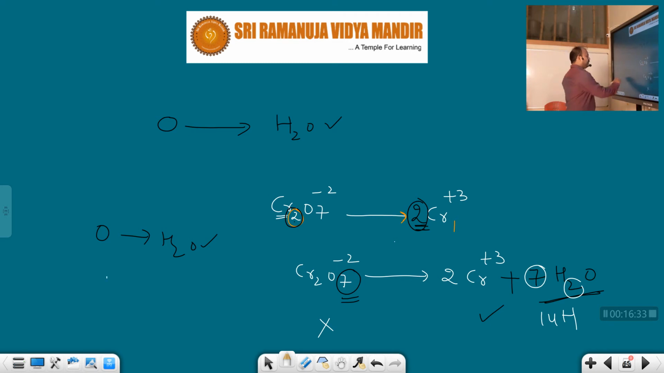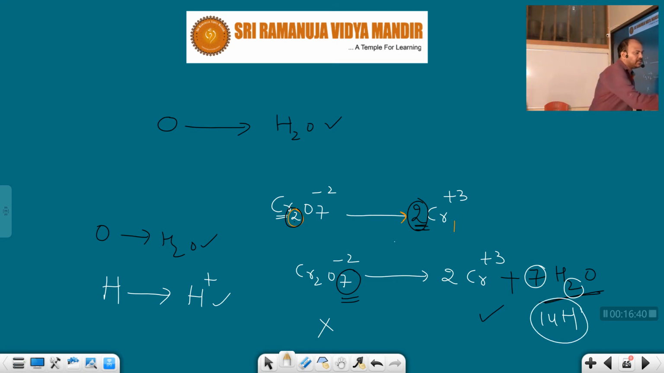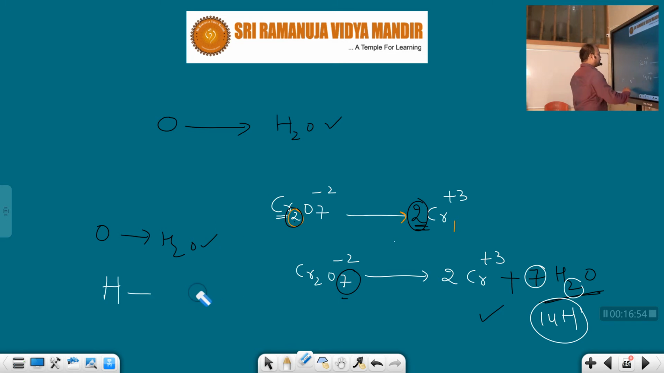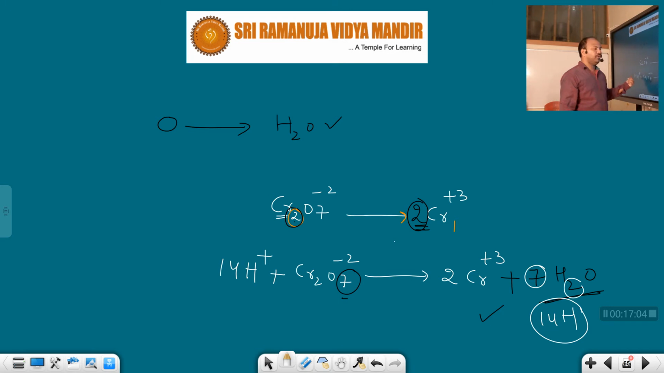I had already told you, where the hydrogen deficiency is there, that side we add protons or H plus ions. Here how many hydrogens are there? 14 hydrogens. But on the left hand side there are no hydrogens. So which side will the deficiency be? In the dichromate ion, the left hand side. So how much deficiency will be there? 14. That's why on the left hand side we add 14 H plus ions. Students, I hope that you are very clear; it's an easy concept. Do you understand or not? Why am I adding 14 H plus ions here? Because of the hydrogen deficiency.